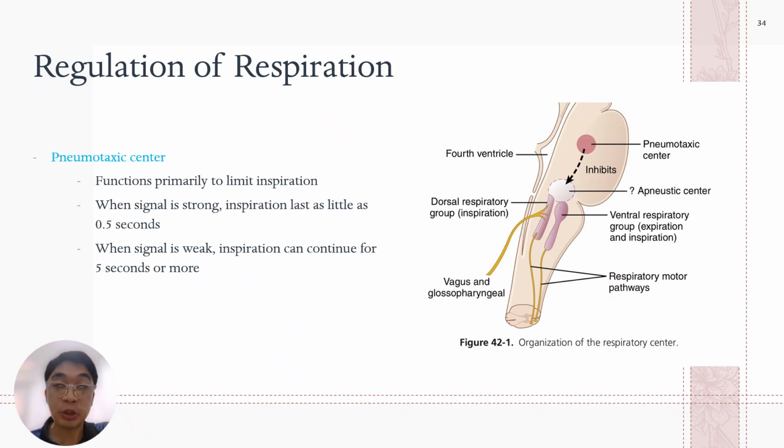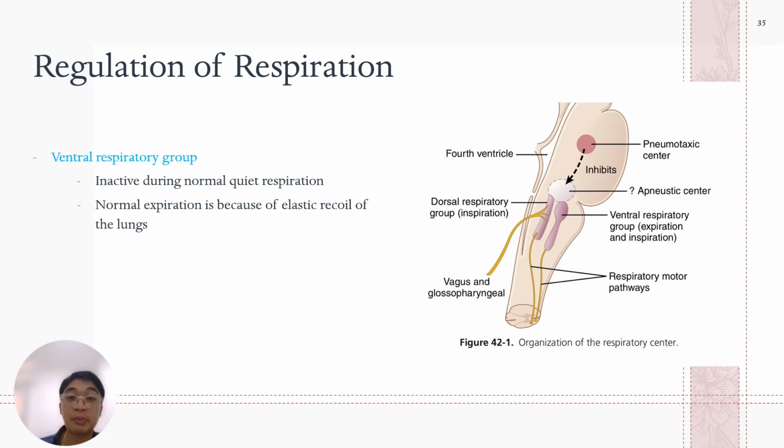For the pneumotaxic center, its main function is to limit the inspiration, because if there's too much inspiration, too much air, the pneumotaxic center will tell the brain to stop the inhalation. So when the signal is strong, inspiration can last only as little as 0.5 seconds. But when the signal is weak, the inspiration can continue for 5 seconds or more.